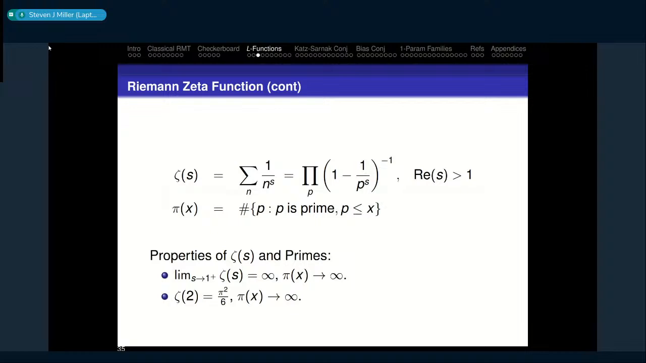Okay, there's a lot of connections between the zeta function and pi of x, which counts how many primes there are at most x. My two favorite examples: if you look as s goes to 1, this gives you a proof that there are infinitely many primes, because we know the harmonic series 1 over n diverges, and if there were only finitely many primes, the product would be finite. A more interesting one is a special value proof. If you take s equals 2, zeta of 2 is pi squared over 6, and pi squared is irrational. If there were only finitely many primes, then the product would have to be rational at s equals 2. But we know pi squared is irrational, thus there must be infinitely many primes.